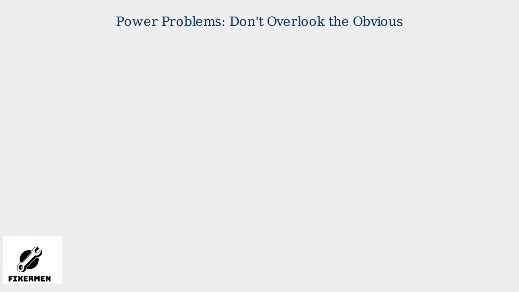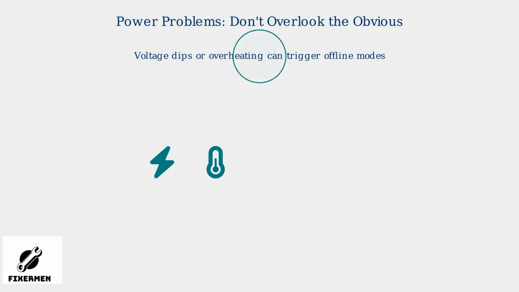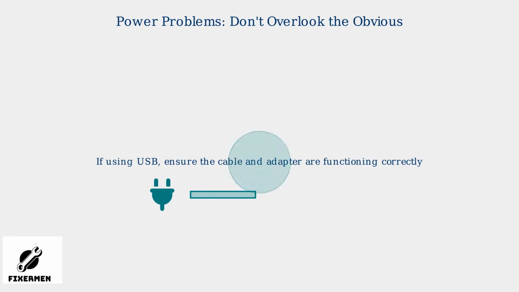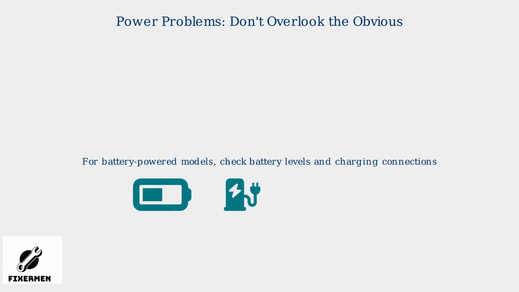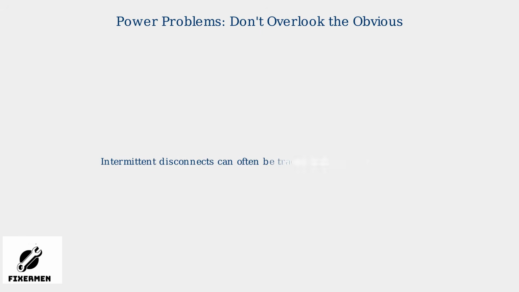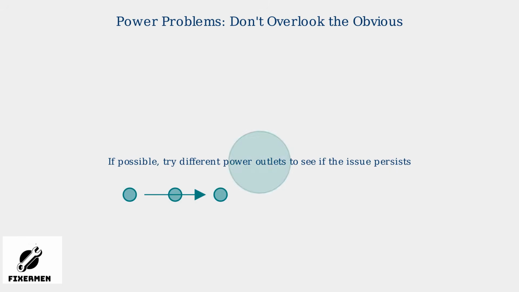Power problems are often the obvious culprit when your Nest Cam goes offline. Consistent power is crucial for reliable operation. Voltage dips or overheating can trigger offline modes in your camera. If using USB power, ensure the cable and adapter are functioning correctly. For battery-powered models, check battery levels and charging connections regularly. Intermittent disconnects can often be traced to faulty power sources. If possible, try different power outlets to see if the issue persists.